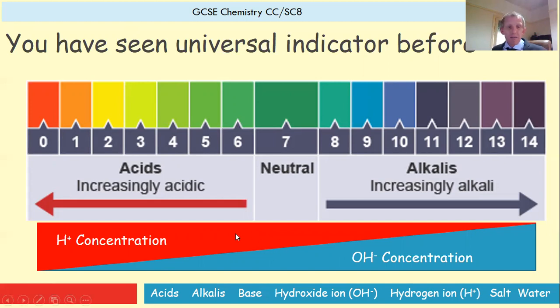Now these little triangles that you can see on the bottom of the screen here relate to the concentration of, on the red triangle, hydrogen ions. So when we get down towards a pH of 0, you can see that the concentration of hydrogen ions compared to hydroxide ions is almost 100%, if not 100%. Whereas we jump down the other end of the scale, we get to a pH of 14, and we can see that the concentration of hydroxide ions, OH- ions, are almost, if not completely, 100% at that point.